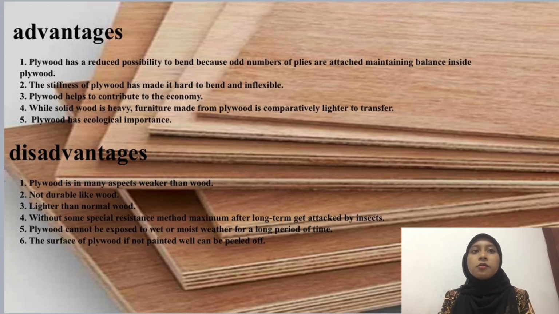Disadvantages. Number 1, plywood is in many aspects weaker than wood. Number 2, not durable like wood. Number 3, lighter than normal wood. Number 4, without some special resistance method, over the long term it gets attacked by insects. Number 5, plywood cannot be exposed to wind or moist weather for a long period of time. Number 6, the surface of plywood is not very good, and can be peeled off.